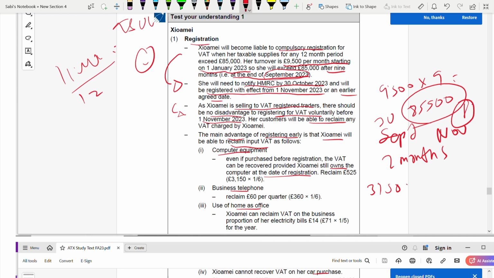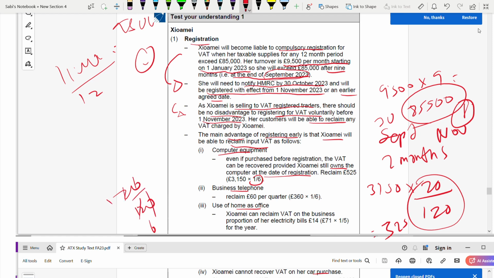You have to take the VAT out. 20% is there in 120. This is how you take the VAT out: 20 divided by 120, so it's 525. That's how you get it, because 20 divided by 120 is the same as 1 over 6. 20 divided by 120 or 1 over 6 is the same fraction. You will still get this. VAT is included in that 3,150, so I have to take the VAT out.